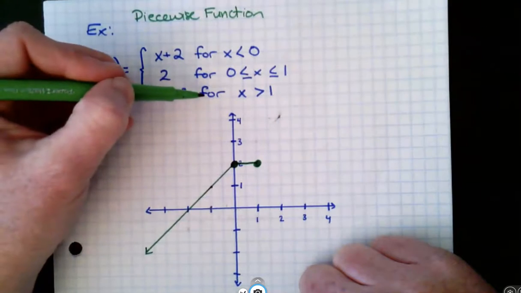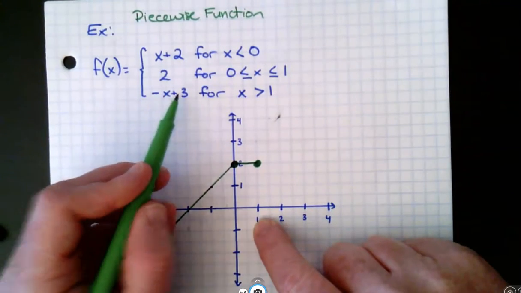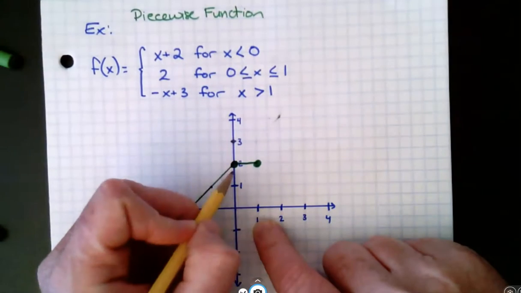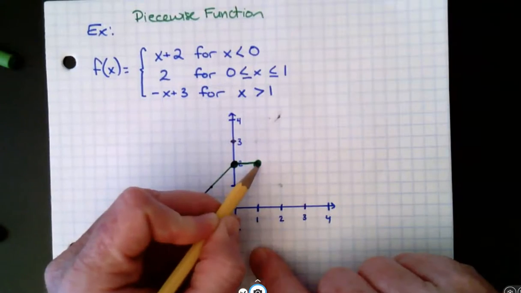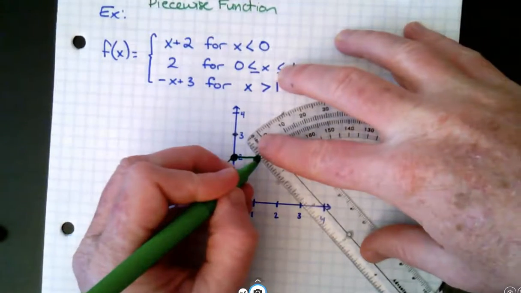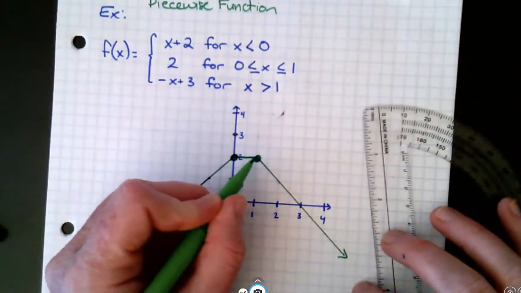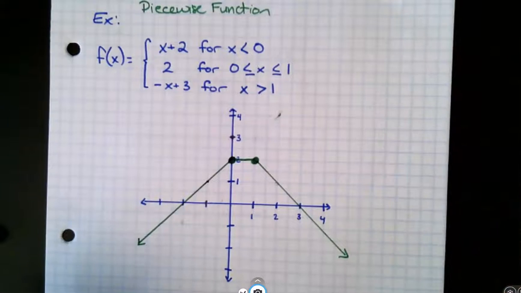Now, for the values where x is greater than 1, we're going to have the line negative x plus 3. So I'm going to go to 3, and I have a negative slope, down 1 over 1, down 1 over 1, down 1 over 1. So it's going to look like this. And that would have had an open circle.